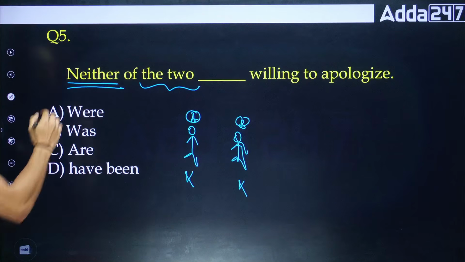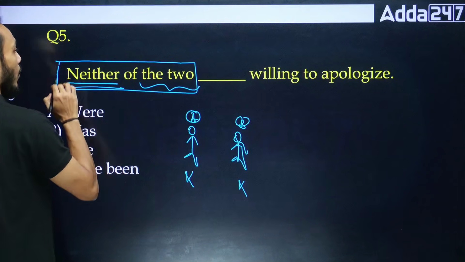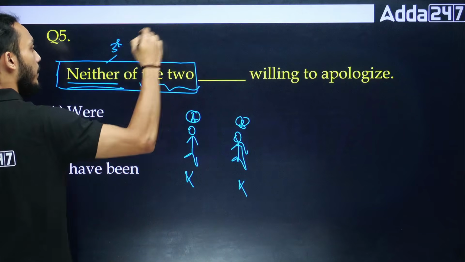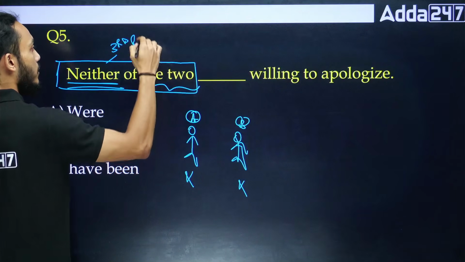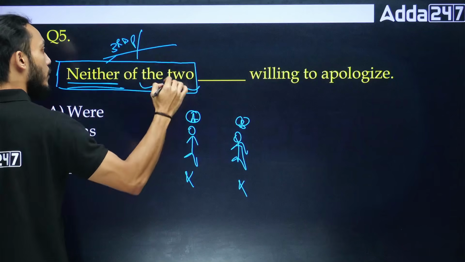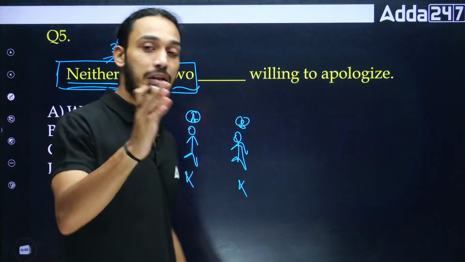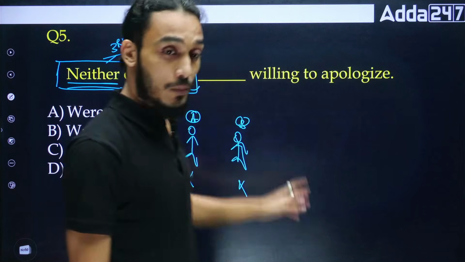All right. So when we say neither of the two, this is always treated as third person, because we are referring to two other people, right? Not the speaker or the listener. So third person. But since we are saying neither of the two, this is being referred to as singular. Neither one of them. Neither singular one. All right. So it becomes singular.